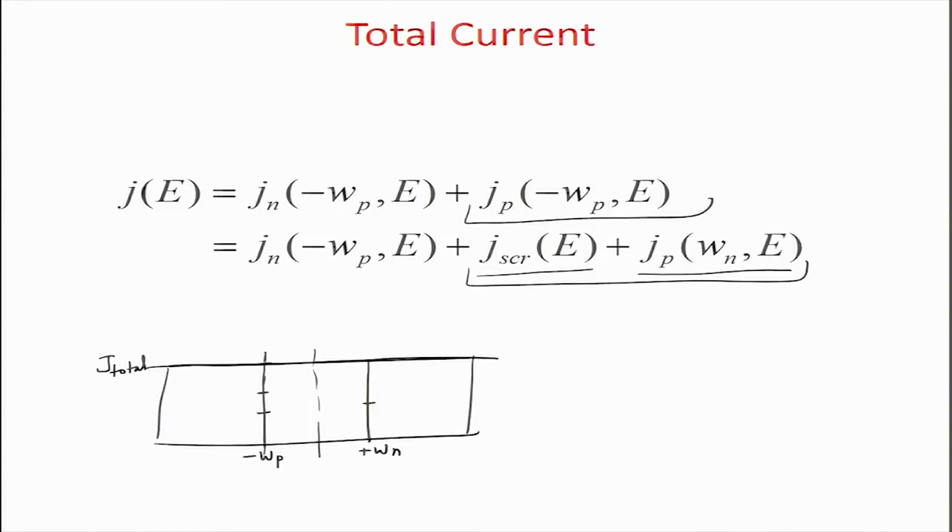This is fine in case of normal dark condition, because under this condition these two currents, J n and J p, remain constant within the depletion region. However, after illumination it does not remain. So, after illumination they do not remain the same.